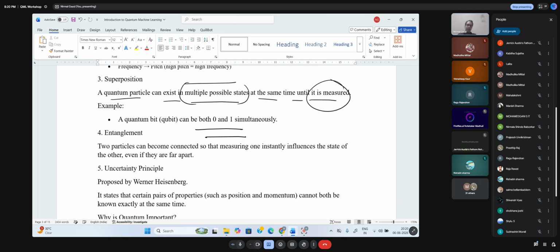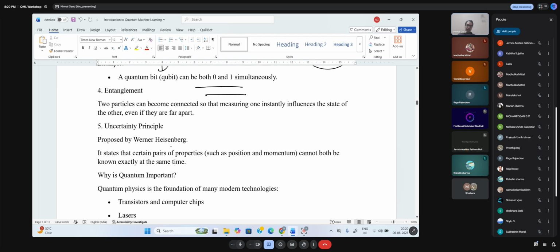Until it is measured. If you are measuring, that means at the end, you are going to check when it fell down, you see what the outcome is. That is called the probability of getting a head or a tail. But during its presence in the air, we are saying that multiple possible states are there. Therefore, 0 and 1 both are simultaneously present. We call them a qubit, quantum bit.